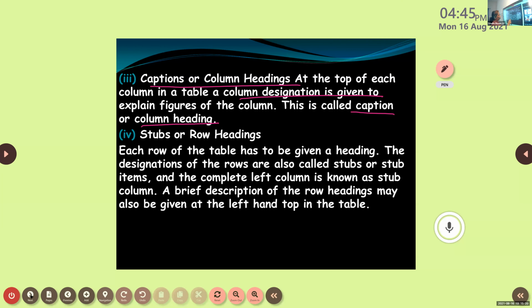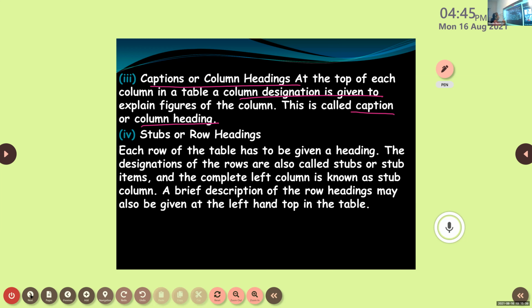Whatever numbers they have given, we can easily understand what they mean. For example, this many numbers are there in the category of non-workers, maybe males in the rural area or females in the rural area. This is what we call the caption or column heading.